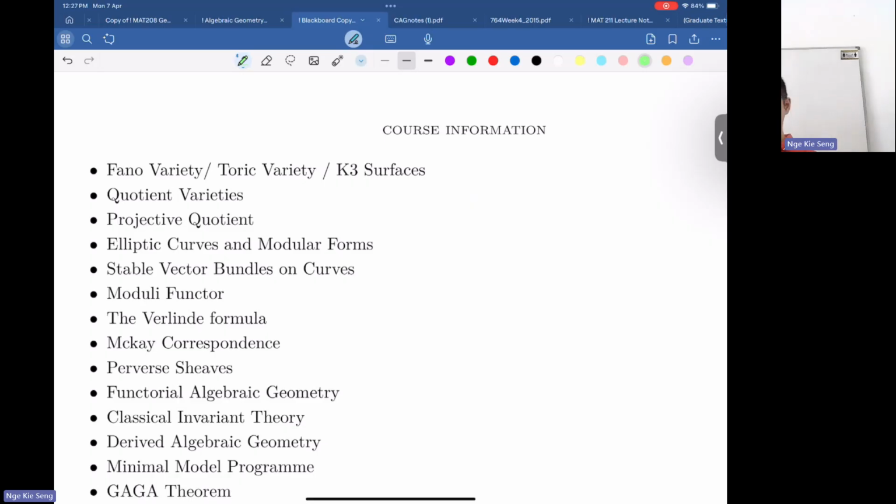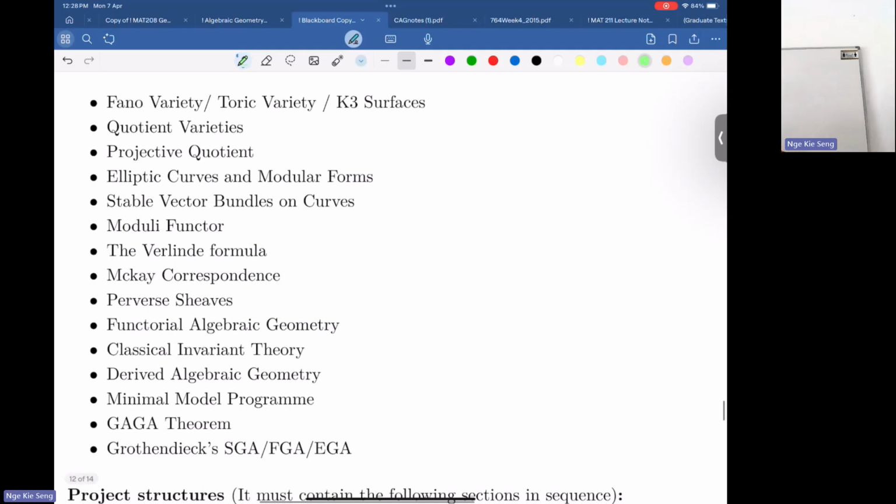Functorial algebraic geometry. This is the modern algebraic geometry I'm talking about, the functoriality in algebraic geometry. CIT, classical invariant theory. This has to do with singularity theorem. And derived algebraic geometry is really advanced. So if you have a very solid basis, I can encourage you to do this derived algebraic geometry. And minimal model program actually is a very hot topic in the algebraic geometry field, but I'm not in that field, so I'm not doing it. But it's a good idea to look into.